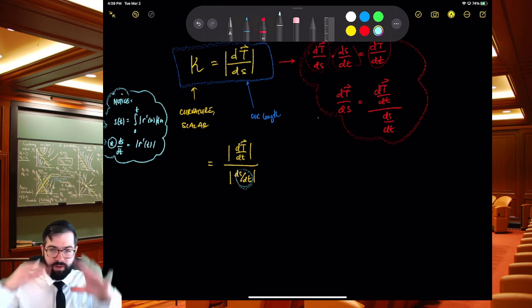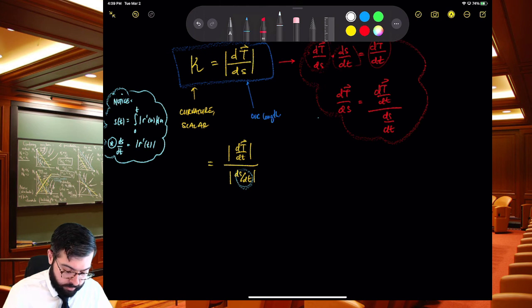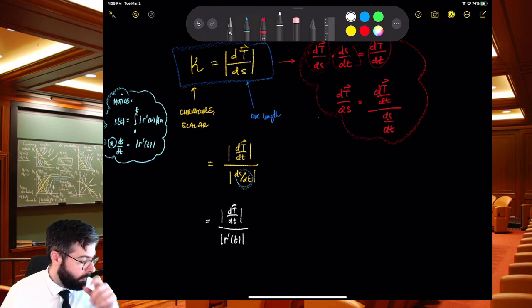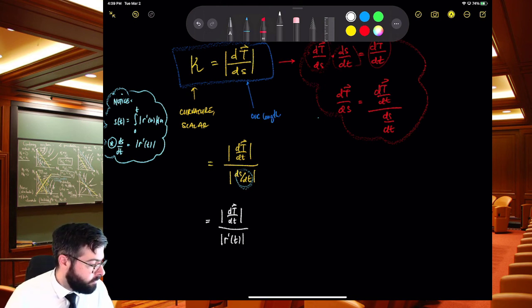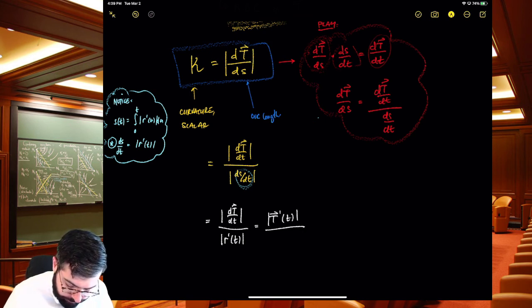I'm just morphing this thing into something a little bit nicer to calculate with. So up top I get dT/dt all over, down here, this is the magnitude of r prime of t. And what's the top? The rate of change of the tangent vector with respect to time. That's really just the magnitude of T prime all over the magnitude of r prime.